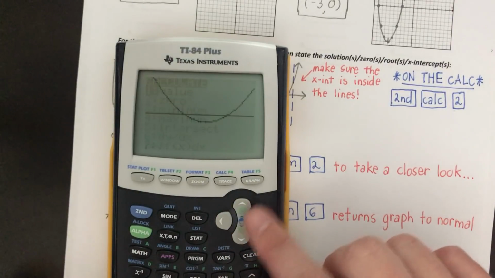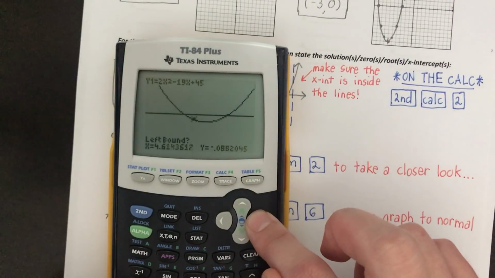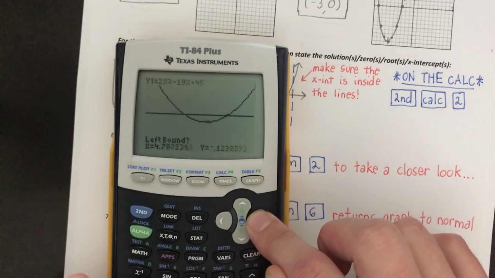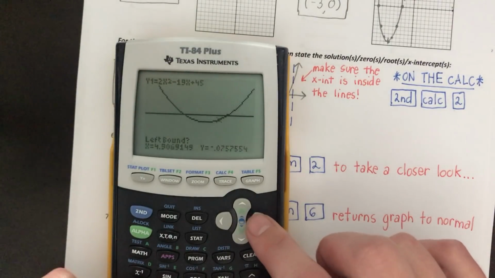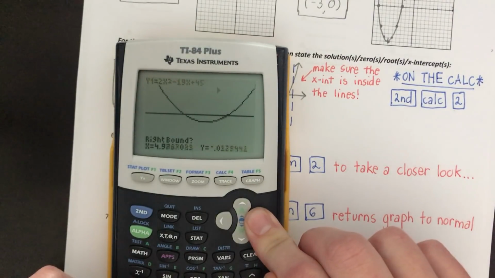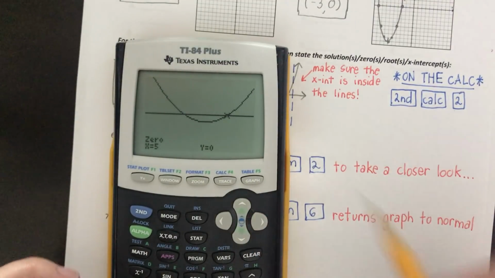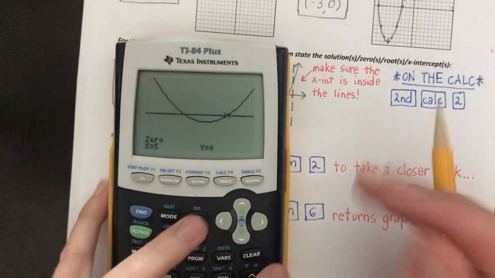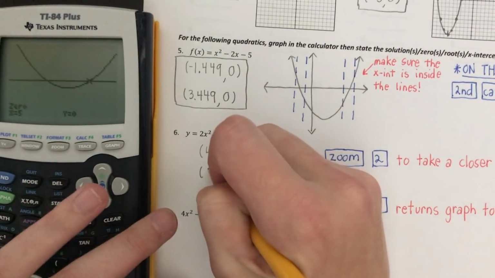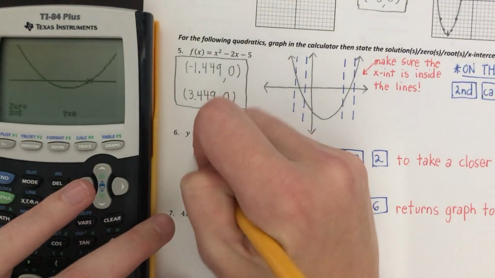Second calc 2. I want to be to the left of this x-intercept here, hit enter. I want to be to the right of this x-intercept here, hit enter again. 5, comma 0. That's my other x-intercept.